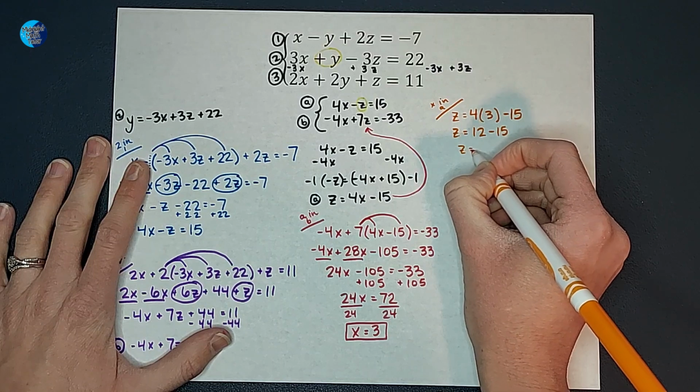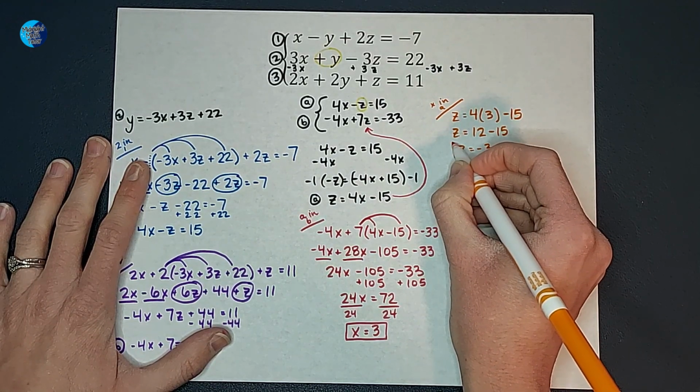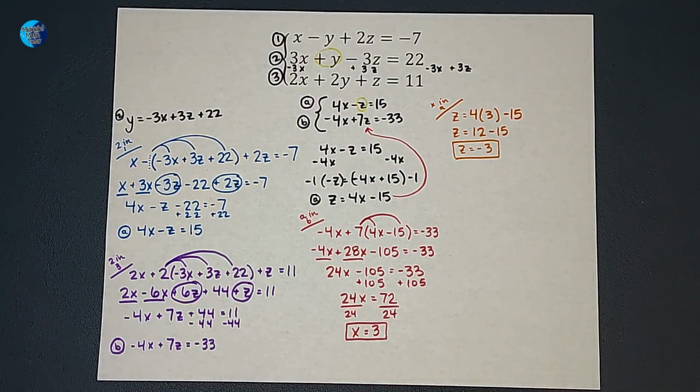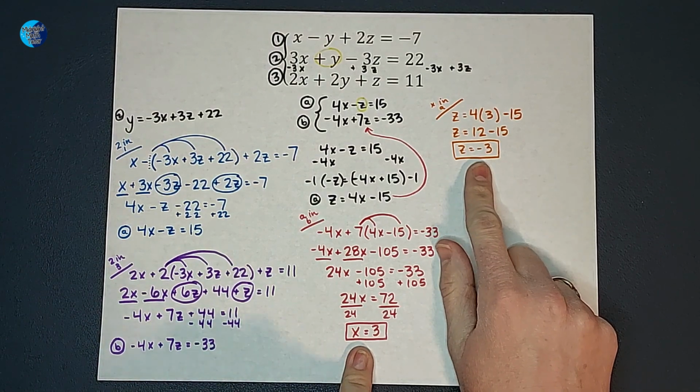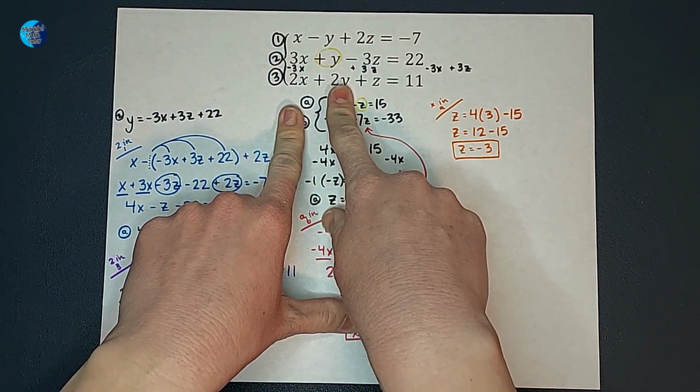And 12 minus 15 is a negative 3. Guess what, guys? That's what Z equals. Z is negative 3. Now all we need is Y. So you probably guessed it. We can take our X and Z, plug it in, and then we'll figure out what Y is.